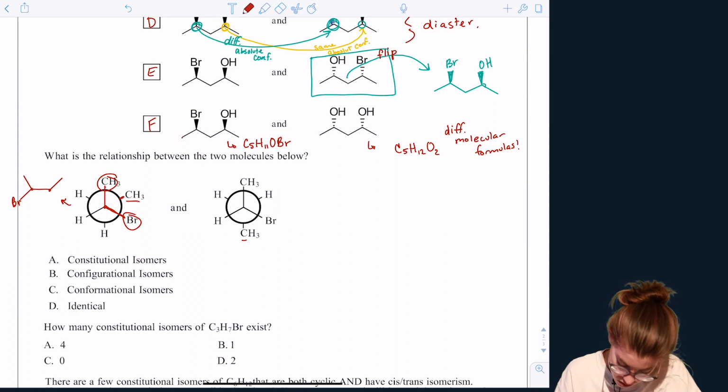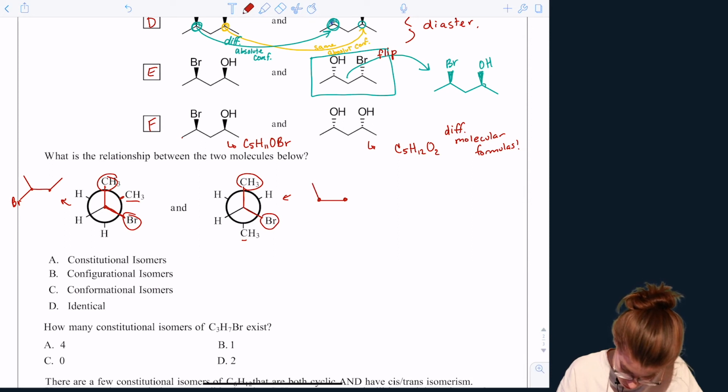So here, let's look at this Newman projection. Here's the front carbon, here is the back carbon. And on the front carbon, I have a methyl group and a bromine. Okay, a methyl group and a bromine.